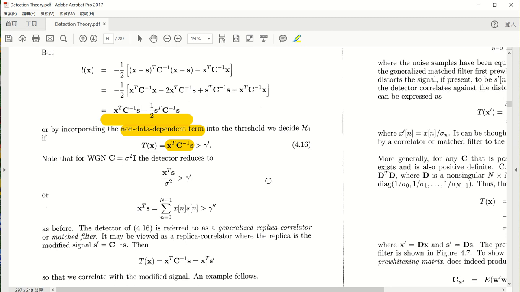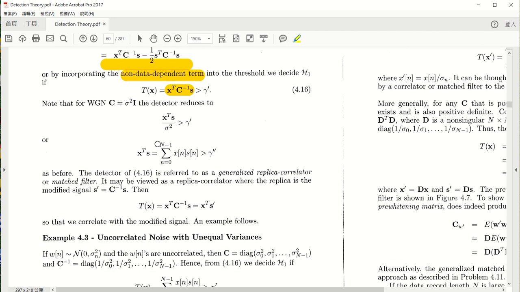Okay, but notice that for white Gaussian noise, which means that C equals sigma square I, the detector will reduce back to our original thing. This is the original match filter, right? But this is only true if C is equal to sigma square I. In the generalized version, this is untrue. So it's just a double check for our previous outcome.